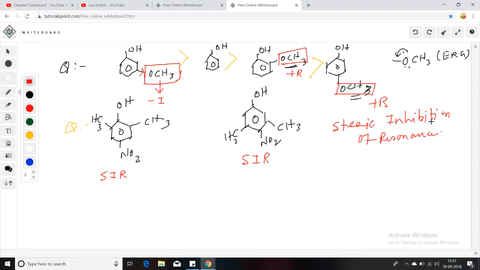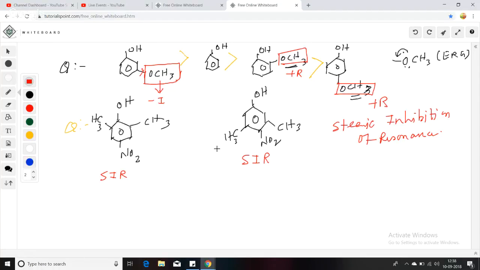But since we are doing this in detail, I'm discussing all this again and again. So what happens here? We have OH and CH3. In these two we have repulsion, and in these two we have repulsion. Where the repulsion is more, it is difficult to remove H plus from there, because the resonance is inhibited in this case.